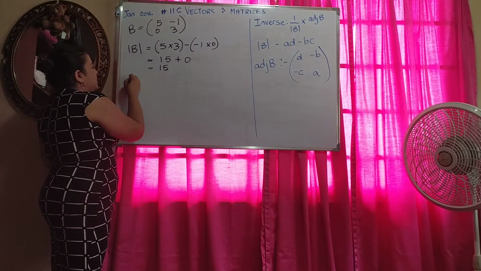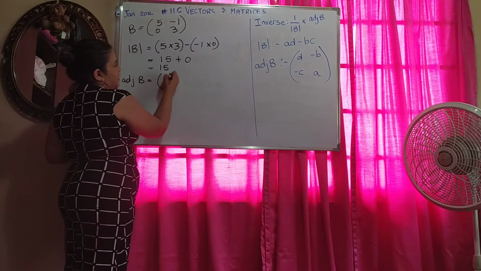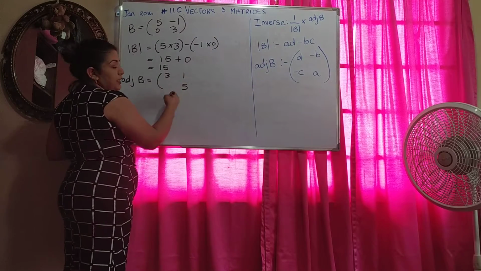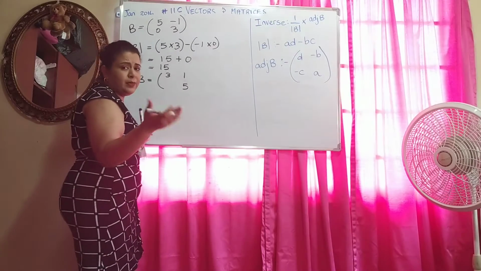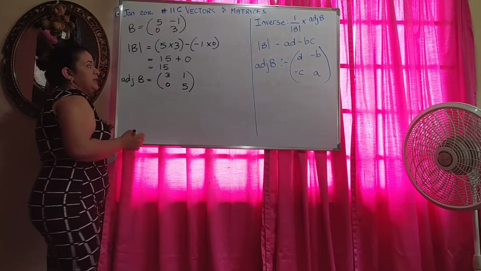Let's find the adjoint. Adjoint of B, I switch these two entries and I make these negative, if it's negative or positive. So I'm simply multiplying both of them by negative 1, right? So that is your adjoint.